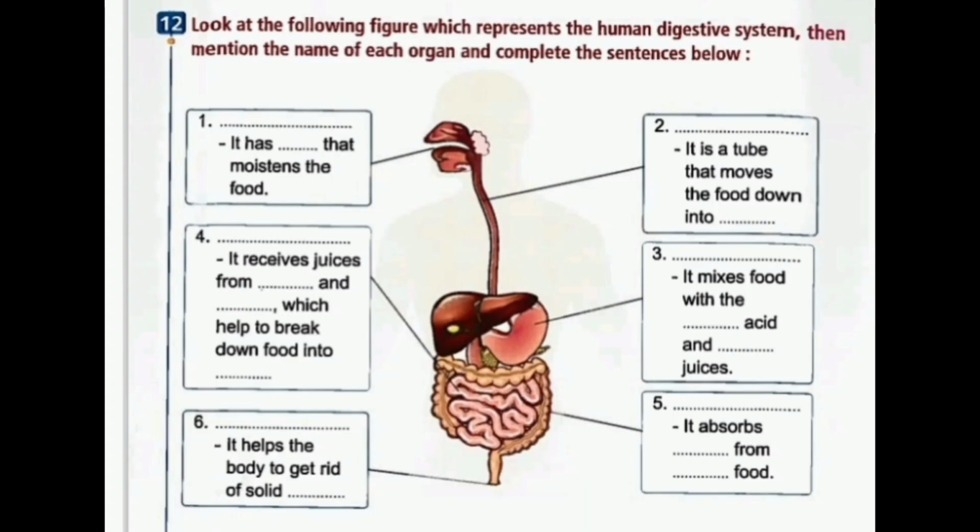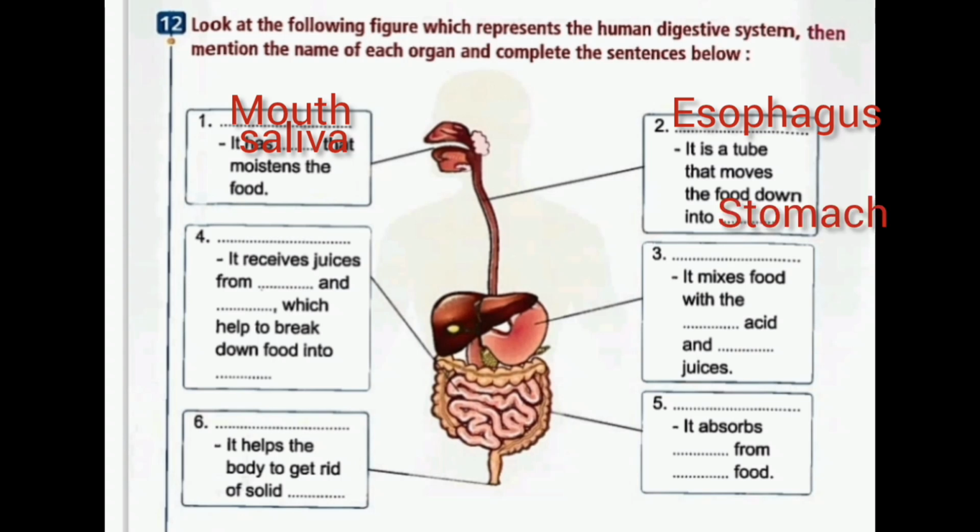Now let's answer question number 12. Look at the following figure which represents the human digestive system. Then mention the name of each organ and complete the sentences below. Number 1. The organ is the mouth. It has saliva that moistens the food. Number 2. Esophagus. It's a tube that moves the food down into the stomach.